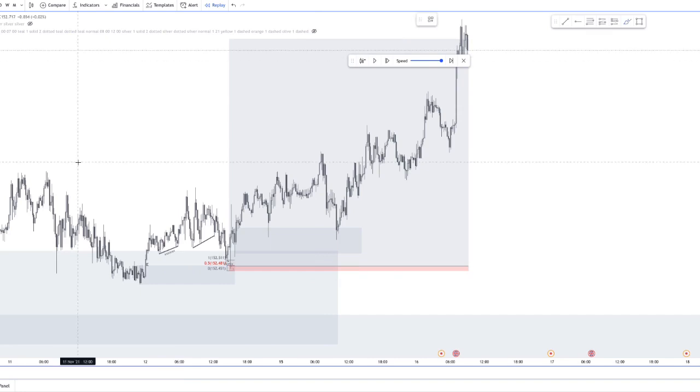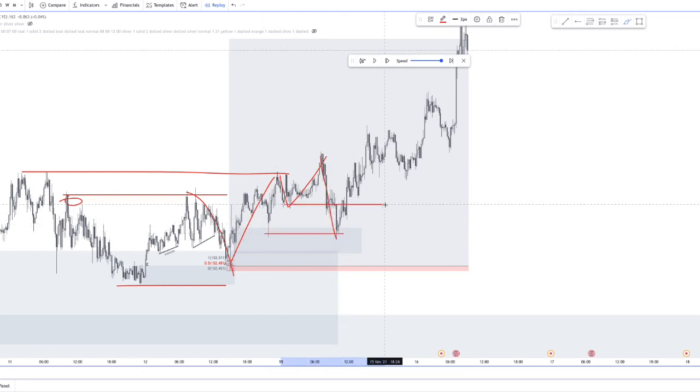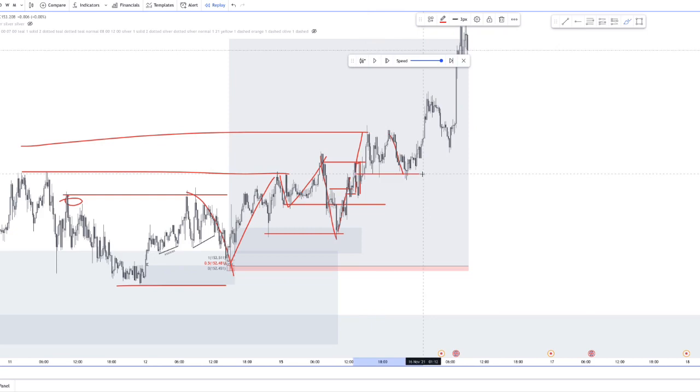In terms of confirmation, you can see this mitigation of this level. This supply failed to create a new lower low and became target. Mitigation of this level, create a new lower low on 12 minutes, and again price taps into this level, break of structure. Tap into the previous supply, failed to create a new lower low, became target. Tap into a micro supply at this level, failed to create a new lower low, this liquidity became target.